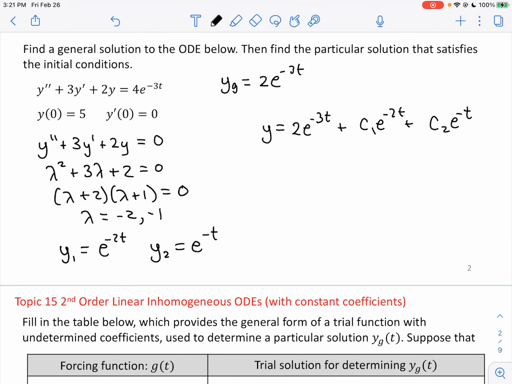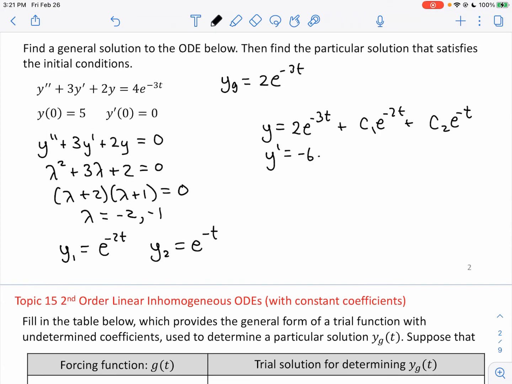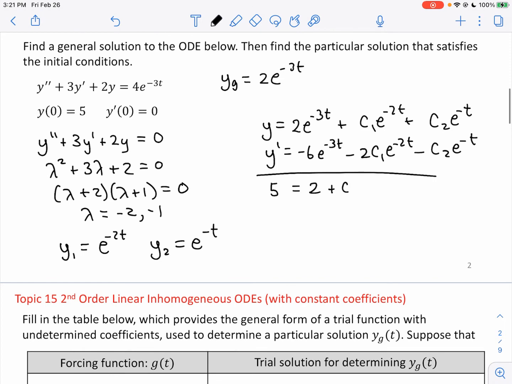So let's do a derivative. We need to get a derivative here so that I can do my y prime information. So the derivative of our general solution is negative 6e to the negative 3t, minus 2c1 e to the negative 2t, minus c2 e to the negative t. And now we're going to plug in 0 for t and 5 for y. Right? 5 is y when t is 0. So let's make a system out of this. 5 goes in for y, at the same time 0 goes in for t, giving me 2 plus c1 plus c2.